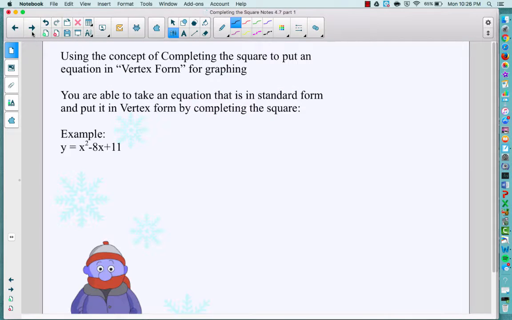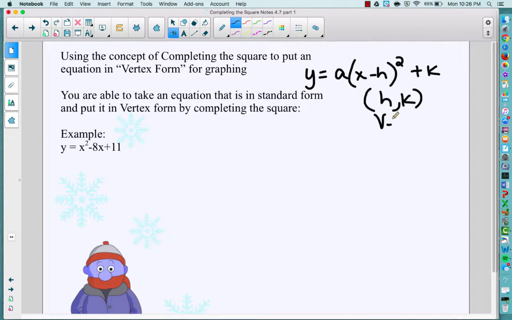Okay, now, when you're done with that, we're going to do one more thing. We can also use the concept of completing the square to put an equation in vertex form for graphing. So let's recall that vertex form is y equals a, x minus h squared plus k, where (h, k) is your vertex. To do this, it's very similar to completing the square, except I don't set it equal to 0. I leave the y in the equation.